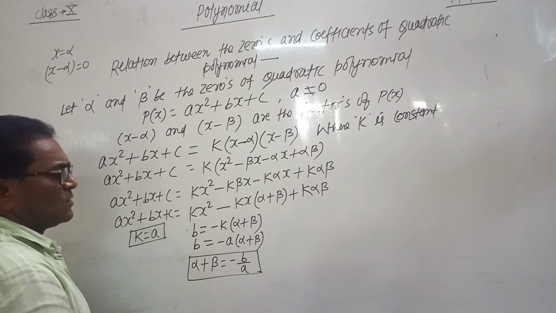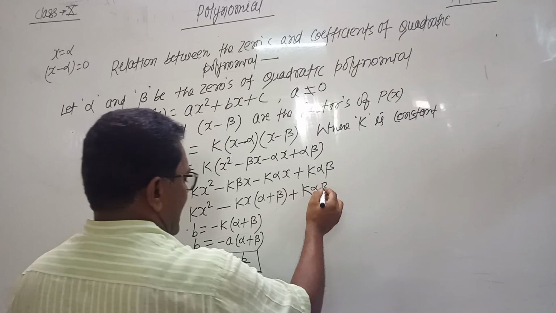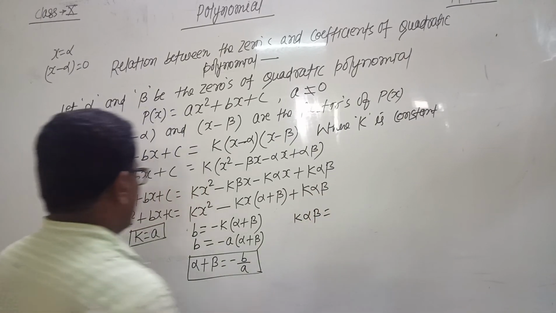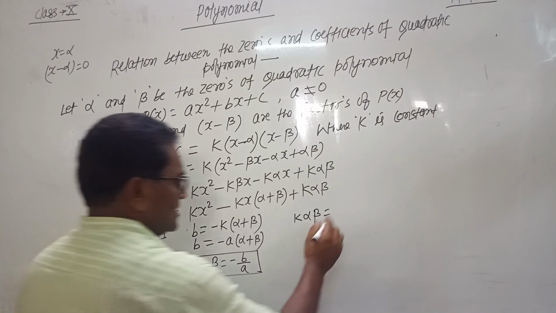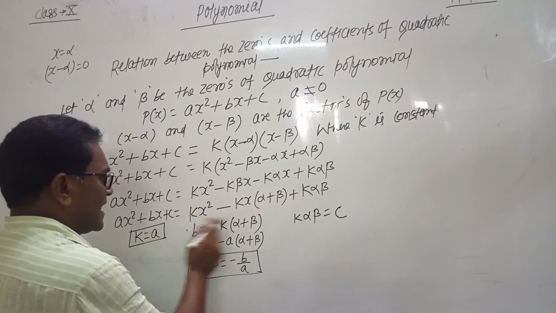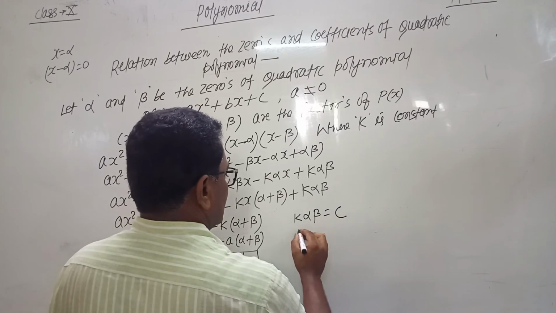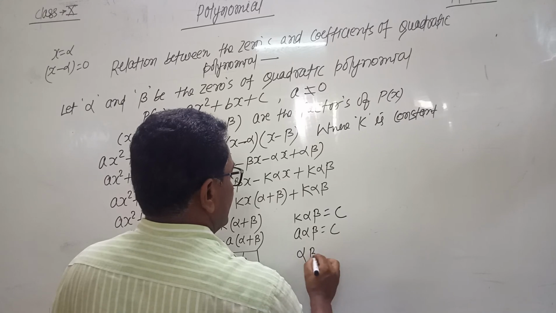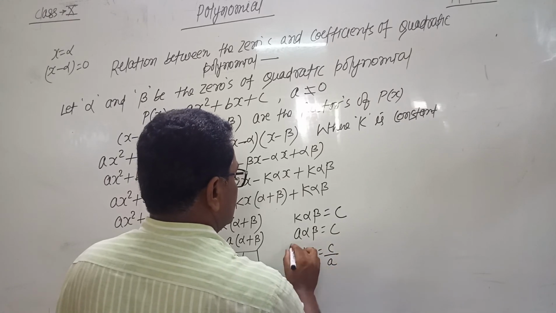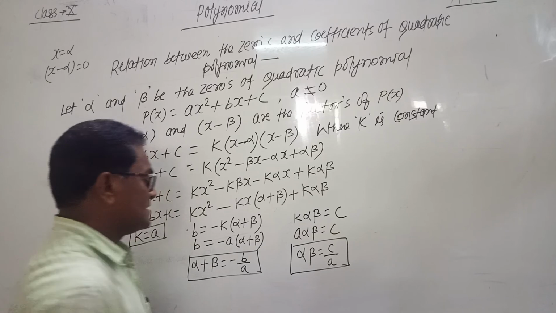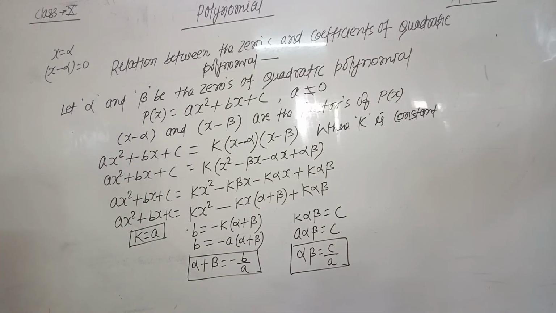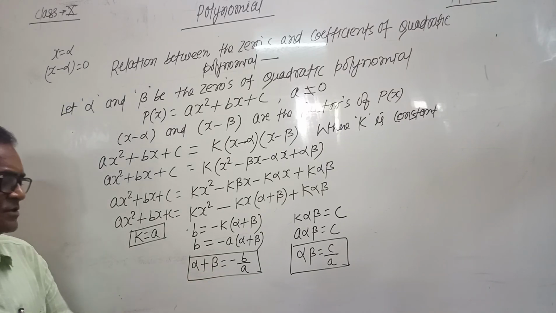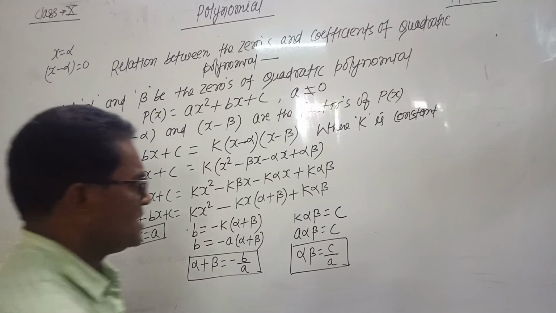Now equate the constant term. On the RHS the constant term is k alpha beta, and on the LHS the constant term is c. Put the value of k again. So a alpha beta equals c, and alpha into beta comes to be c by a. So this is the relation: product of zeros equals c by a, and sum of zeros equals minus b by a.